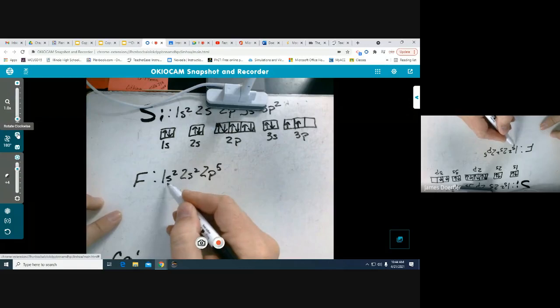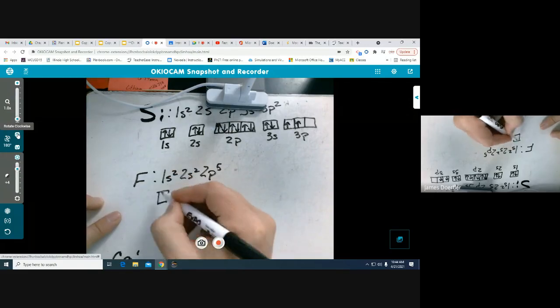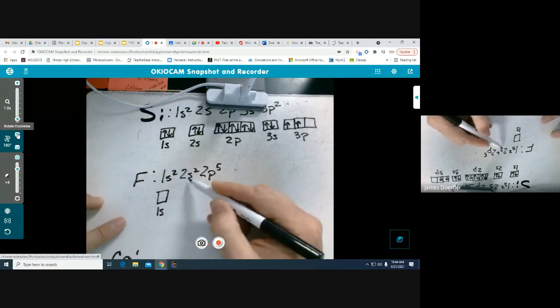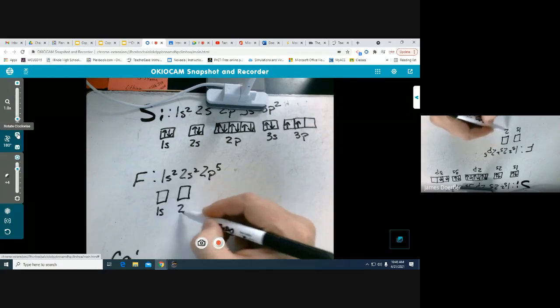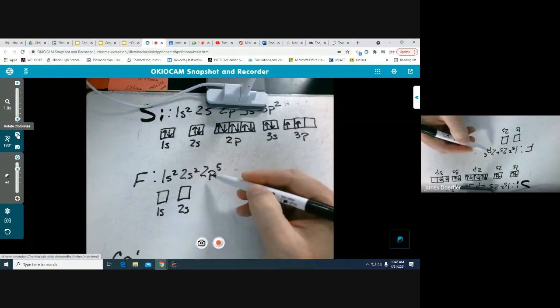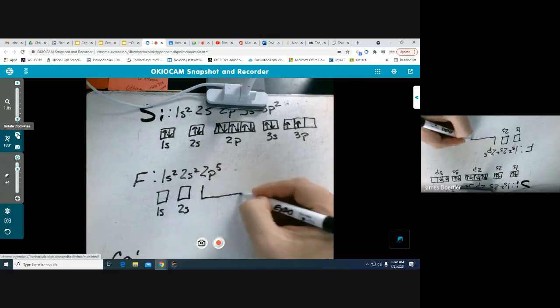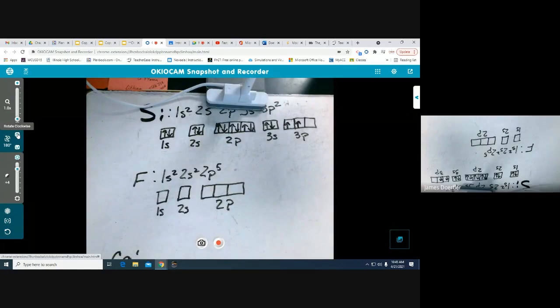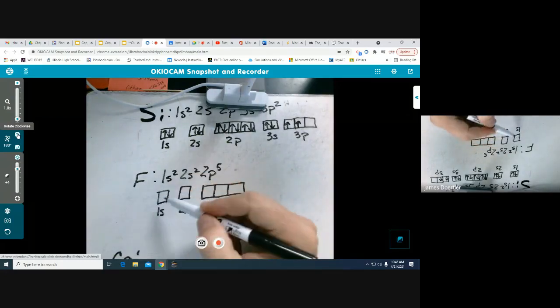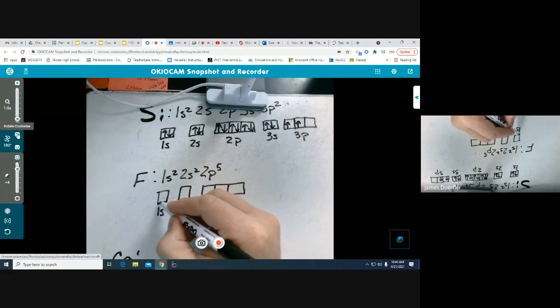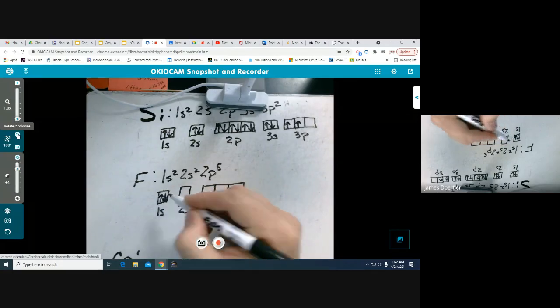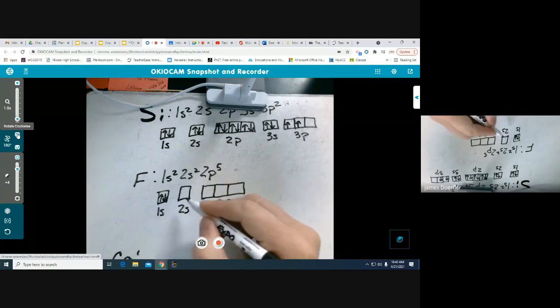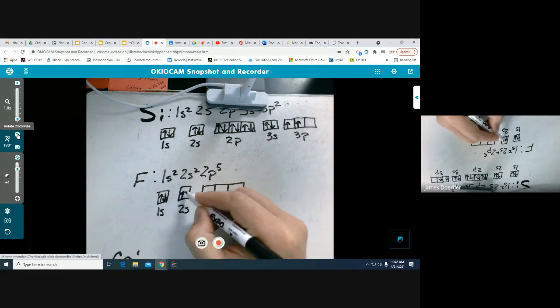Again, how many boxes do I need for this S here? 1. Very good. Label it 1s. How many boxes do I need for this S here? 1. Awesome. Again, label it there. How many boxes do I need for P? 3. Awesome. You're doing awesome. Label it 2p. How many electrons go in this first box? 2. 1 up, 1 down. What about 2s? 1 up, 1 down.